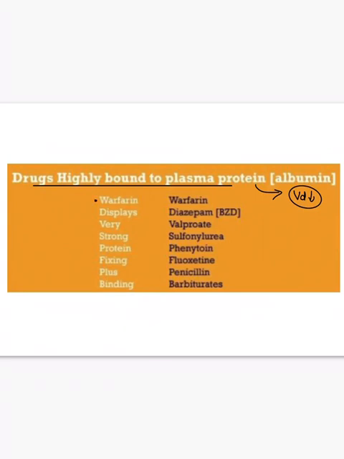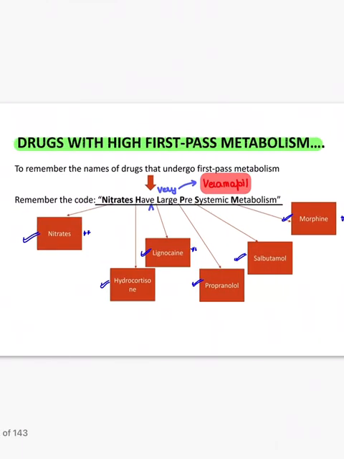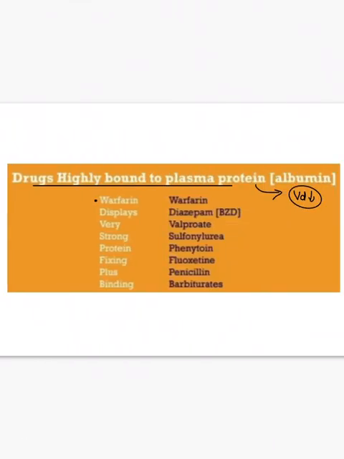Remember the mnemonic: "Warfarin displays very strong protein fixing plus binding." Like what was the mnemonic for the earlier one? Nitrates have a very large pre-systemic metabolism. So here the mnemonic is warfarin displays very strong protein fixing plus binding. So warfarin, then diazepam, that is a benzodiazepine.